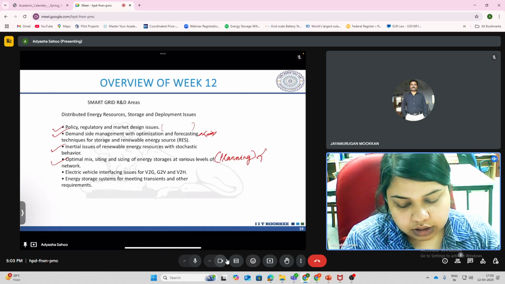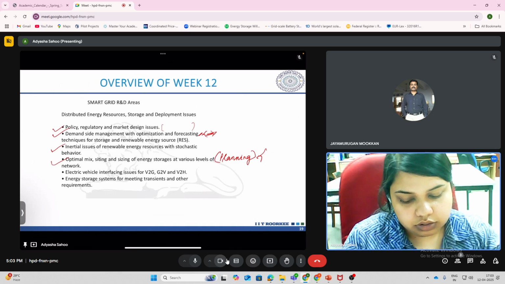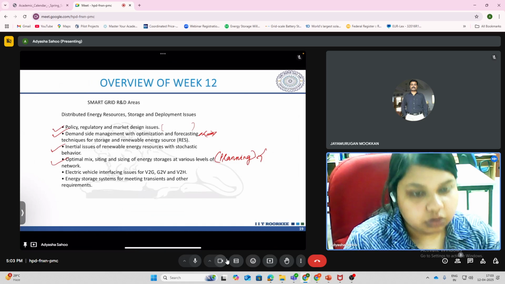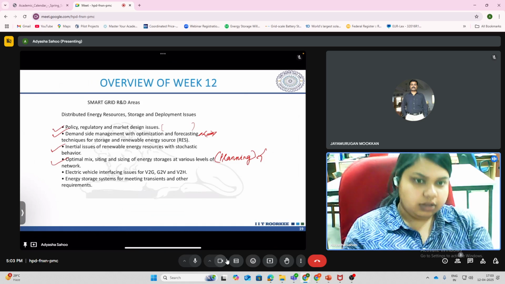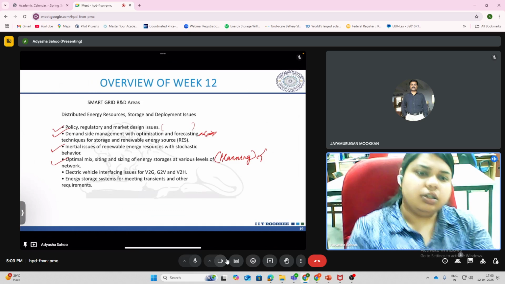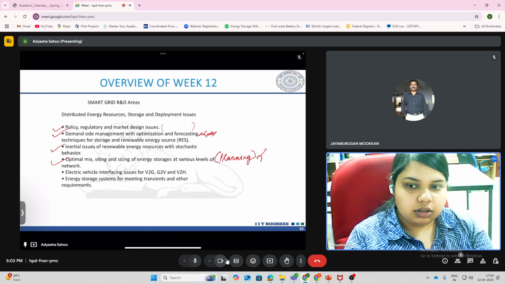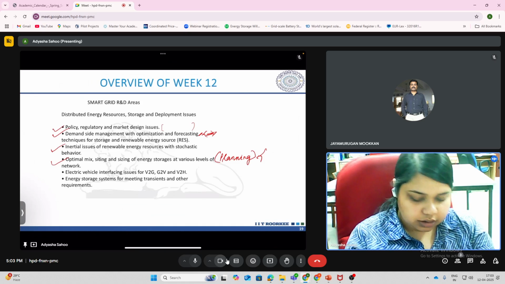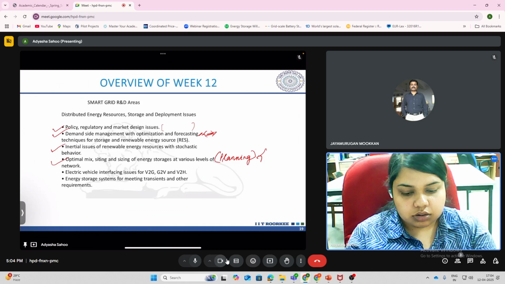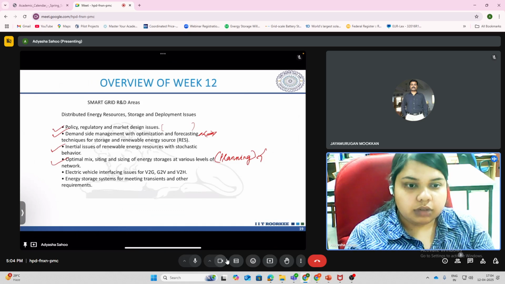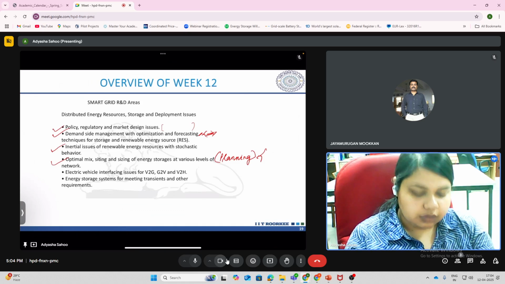Then there are electric vehicle interfacing issues for vehicle to grid, grid to vehicle, and vehicle to home. Again, these standards for charging and discharging of batteries with the electric vehicle are to be mandated by the grid. Once you have a concrete standard, it is easier to charge or discharge the batteries.